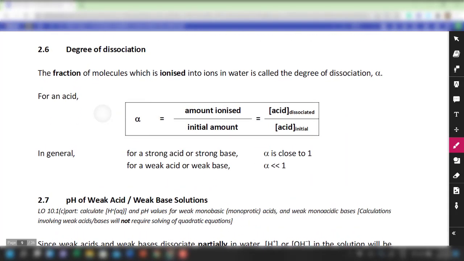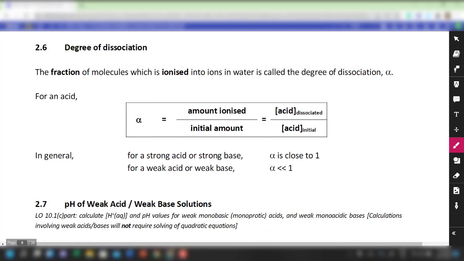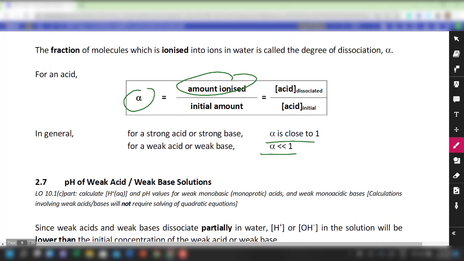Okay, and then 2.6, we are looking at the extent of ionization, or the degree of dissociation. So basically, it's just the amount which ionized divided by the initial. Yeah, so we give it an alpha term. So if alpha is close to 1, that is a strong acid or base, because essentially the concentration of acid which ionizes or dissociates is the same as the initial concentration. So weak acid has an alpha much lesser than 1. Why are we telling you this? Sometimes the question might require you to calculate the fraction of ionization, and that is why we're introducing this to you.